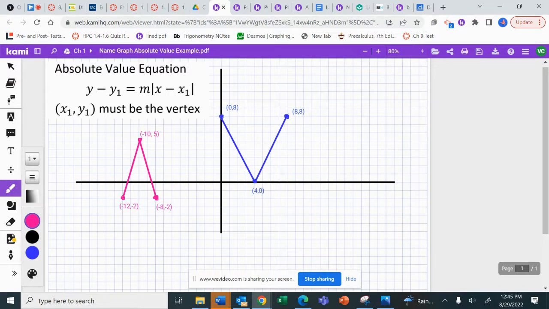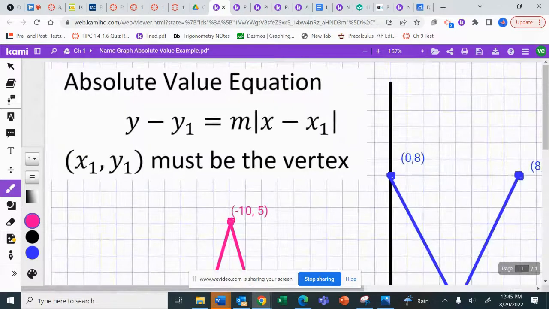This equation right here, the absolute value equation, looks a lot like point slope form. The only difference between this one and point slope form is instead of parentheses, we have the absolute value bars. But the M next to it means the same thing. It still means multiply. Also, the X1, Y1 has to be the vertex.